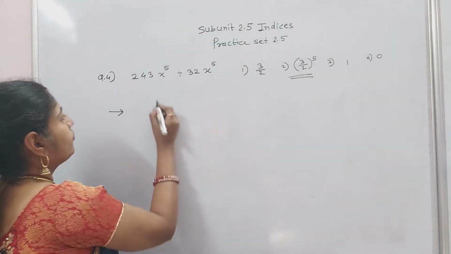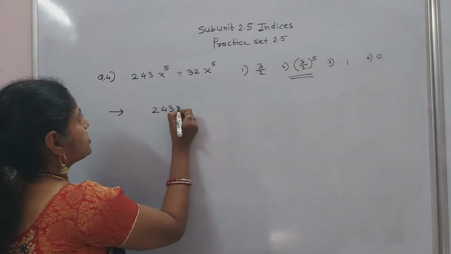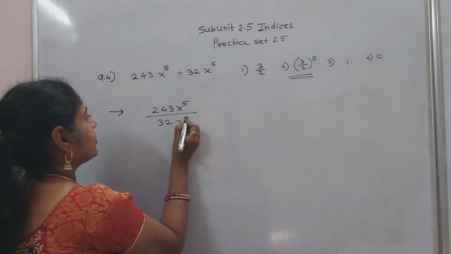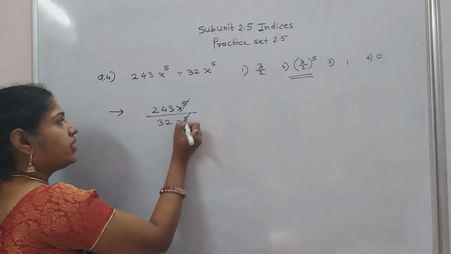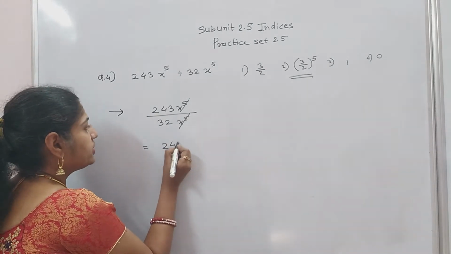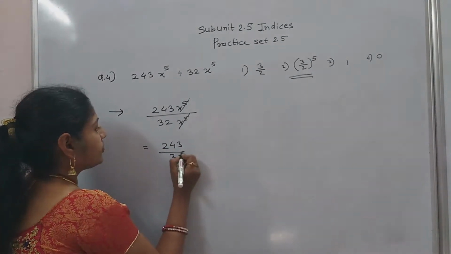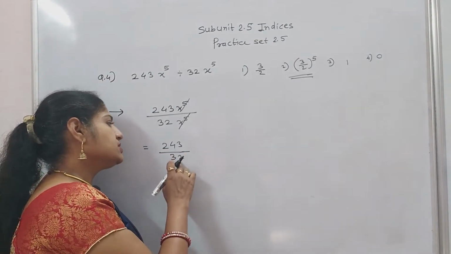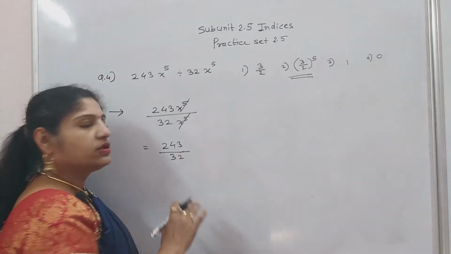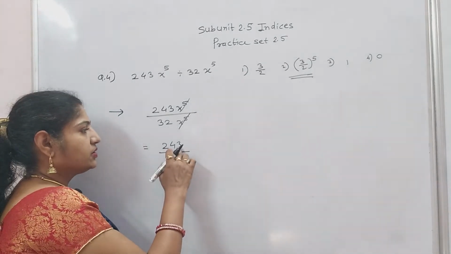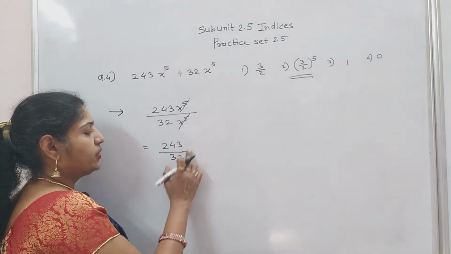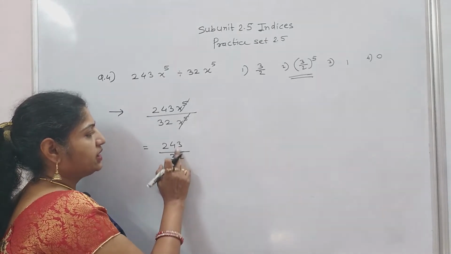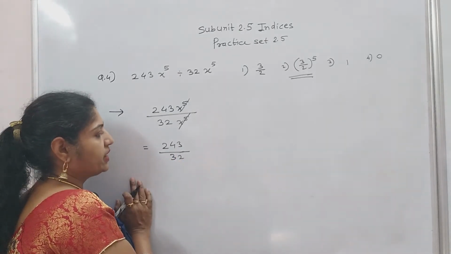Example: 243 x raised to 5 divided by 32 x raised to 5. Numerator and denominator cut. Now 243 divided by 32. Make it simplest form. But these numbers are not divisible by both numbers. This number is not divisible by 2, this number is divisible by 2. This number is divisible by 3, but this number is not divisible by 3.